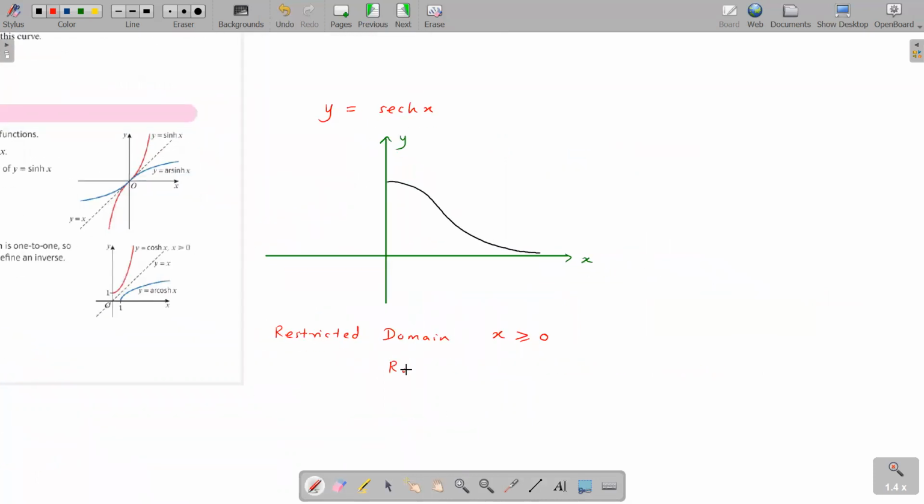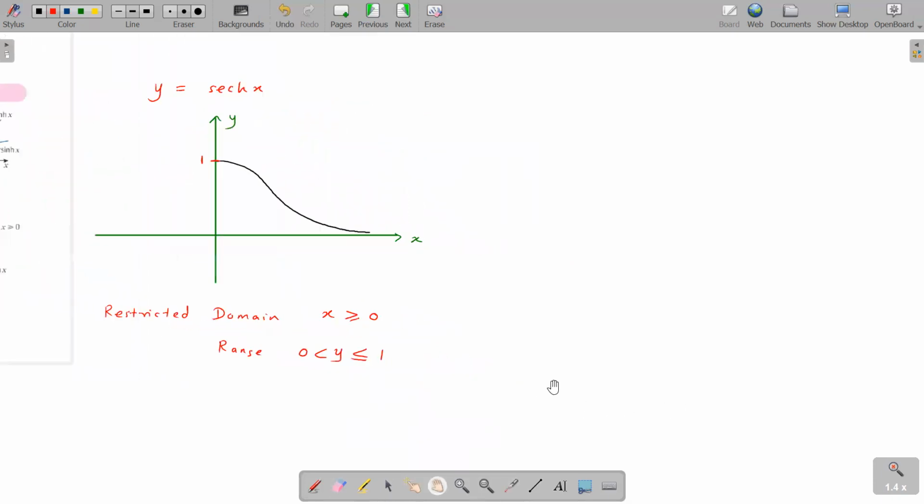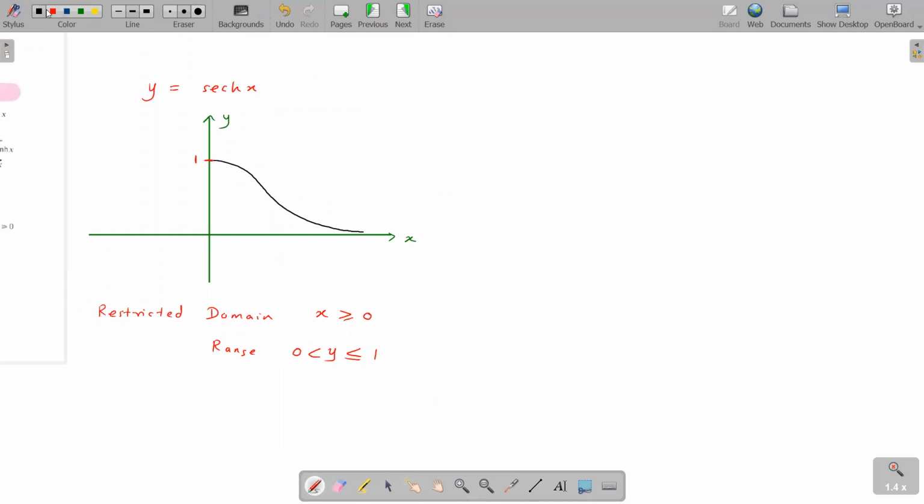And the range, you can clearly see, guys, your range, y values are going to be what? You know, here the top value is 1. So your y values are greater than 0, less than or equal 1, because this is the asymptote. So greater than 0, smaller than or equal 1. This is the sech x graph, right, guys? Okay, so now we need to draw y equal arcsech x, or the sech inverse graph. All right, so let's draw that. So basically, you just have to reflect the graph on y equal x.